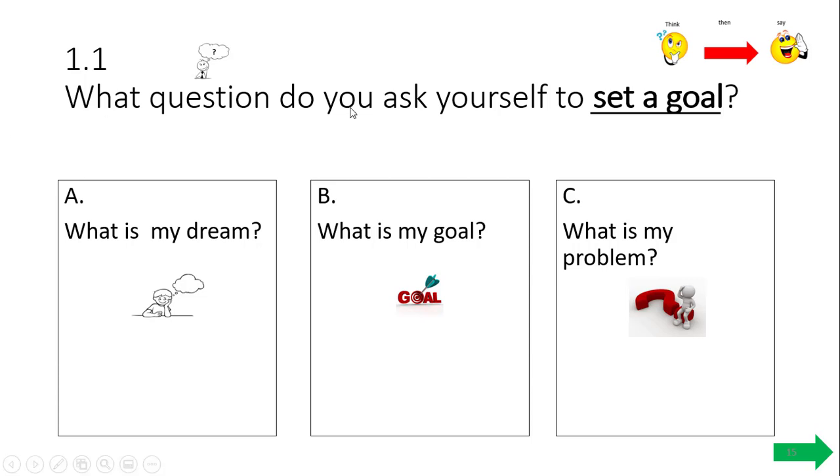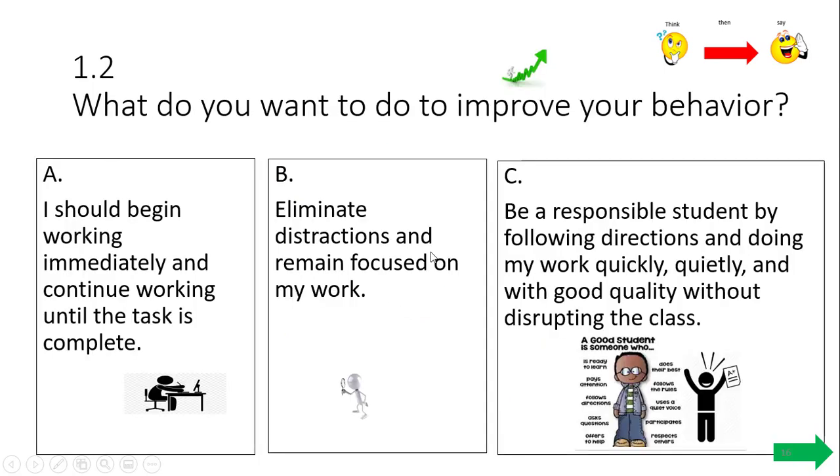Okay, what question do you ask yourself to set a goal? Do you remember? What is my dream? What is my goal? What is my problem? Isaiah, make your selection now. Point to B. B is the right answer. B is, what is my goal? And you know that's the right answer because we've talked about setting a behavior goal, and the question is, what is my goal?